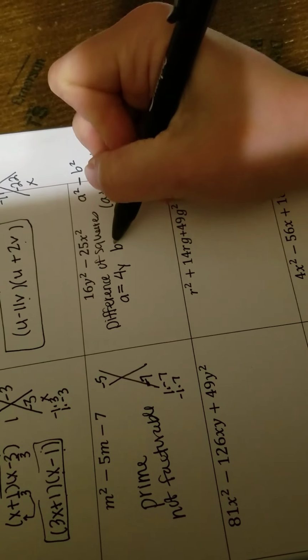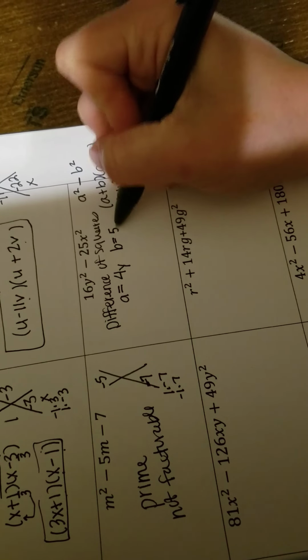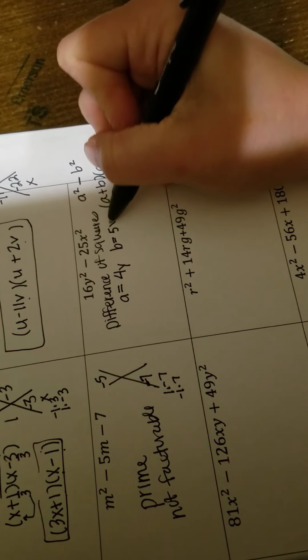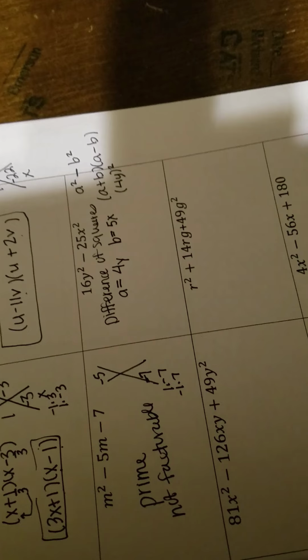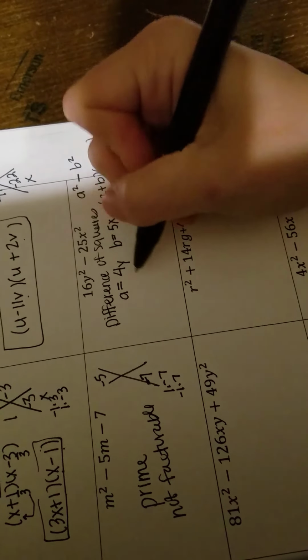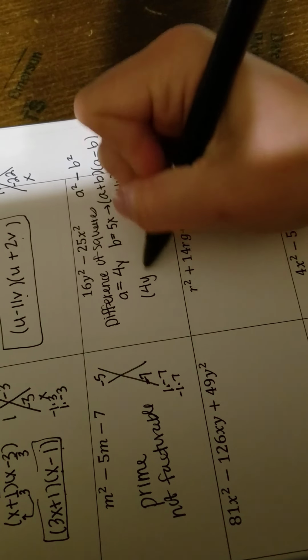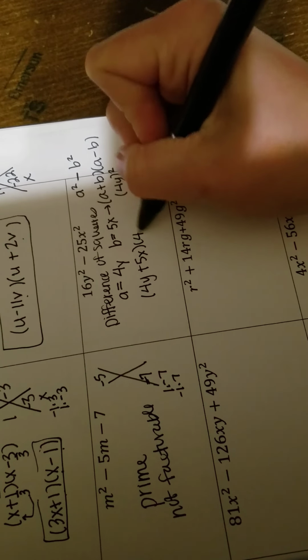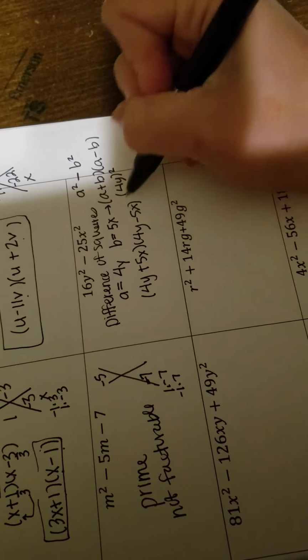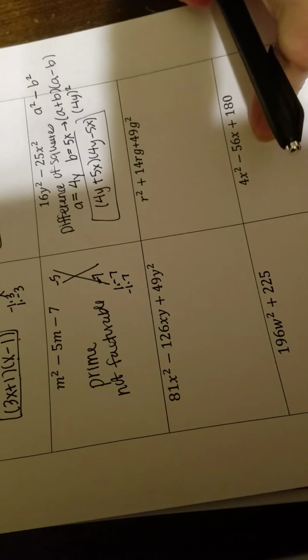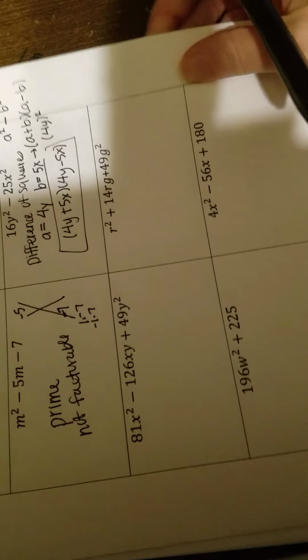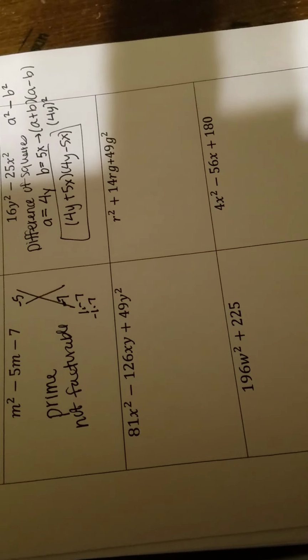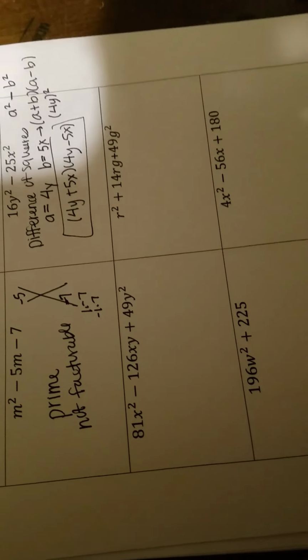Our B, what did we square to get 25? 5. What did we square to get x squared? X. So we've identified our A and our B, and we can follow this formula off to the right here and factor it into 4y plus 5x followed by 4y minus 5x, okay? This right here, you're going to double check, see if you have any GCF with everything.